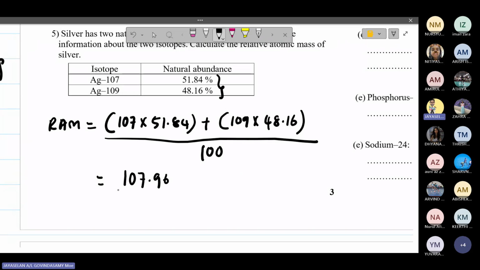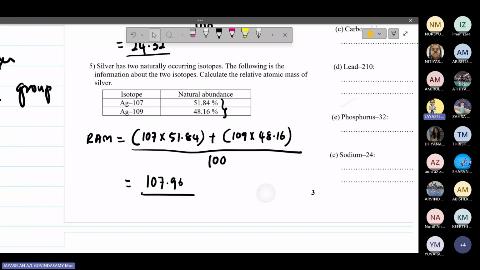The RAM value can be more than 100. This is RAM, okay. Don't get confused after this. Your concentration should be accurate.